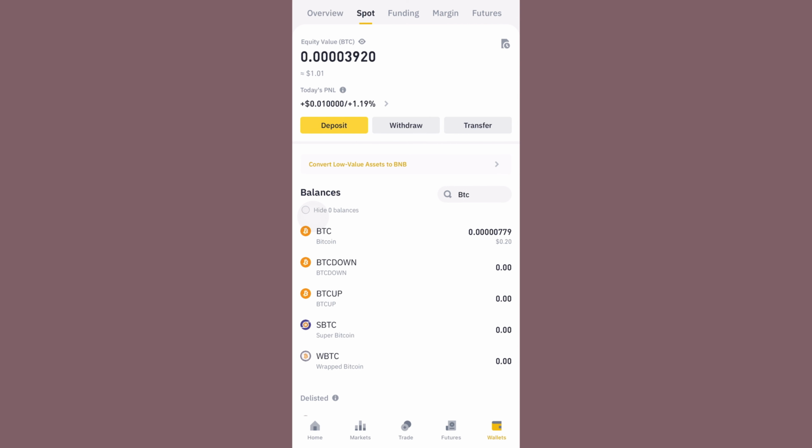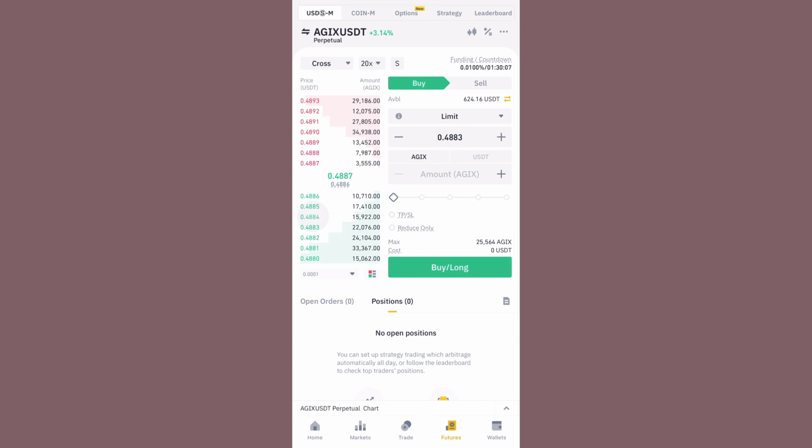Now that we have moved our asset to the futures wallet, you would click on futures below, just before the wallet. Just click on it. This is the space to do your futures trading. Now at the top of the screen, you see AGIX USDT Perpetual, and you would see that we are already on buy. When you click on sell, it changes to red, and sell is called short.